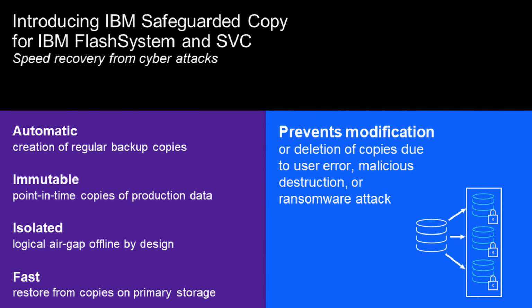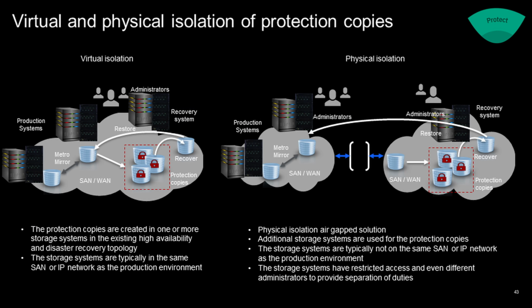Today, I will be demonstrating Safeguarded Copy, a feature that provides immutable hardware-based snapshots on IBM Flash system storage. Immutable hardware-based snapshots are protected from accidental or malicious actions, such as deletion of backup data. In addition, hardware-based snapshots allow for extremely rapid recovery. There are a multitude of ways you may leverage Safeguarded Copy.